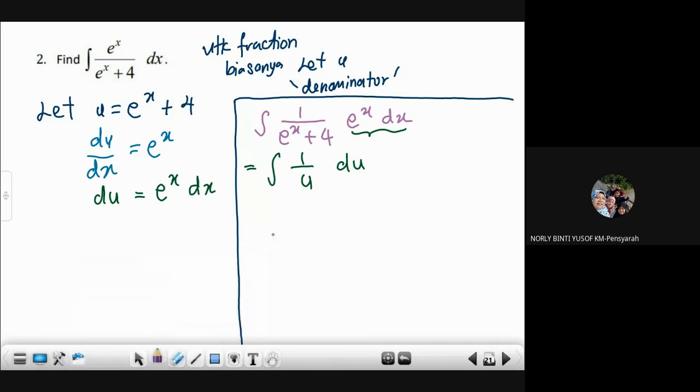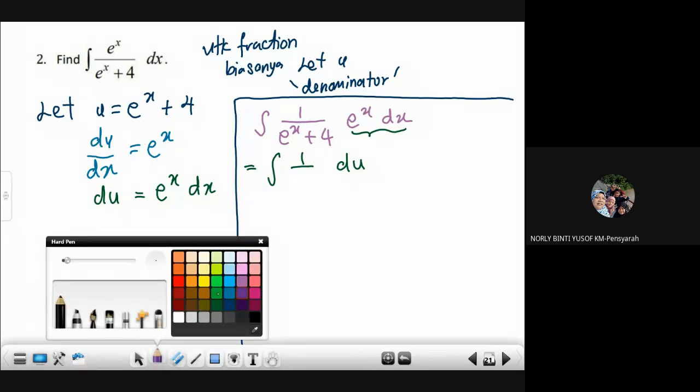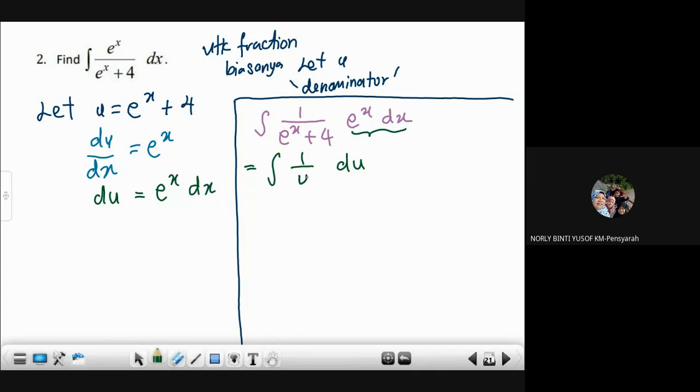Okay, so thus yang ni pun sama. Konsep of reciprocal, 1 over u kan. So 1 over u integrate adalah ln u. Bukan u negatif 1 tambah 1, bukannya, sebab reciprocal of power negative 1 kan. So kena tahu 1 over u integrate ln u plus c.